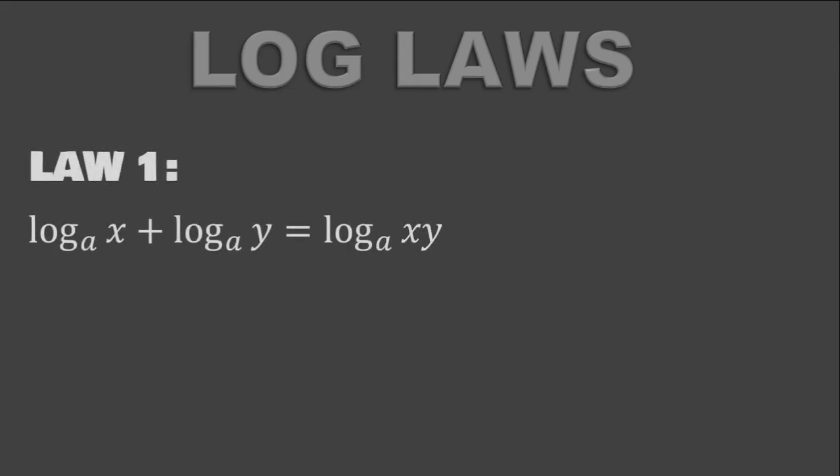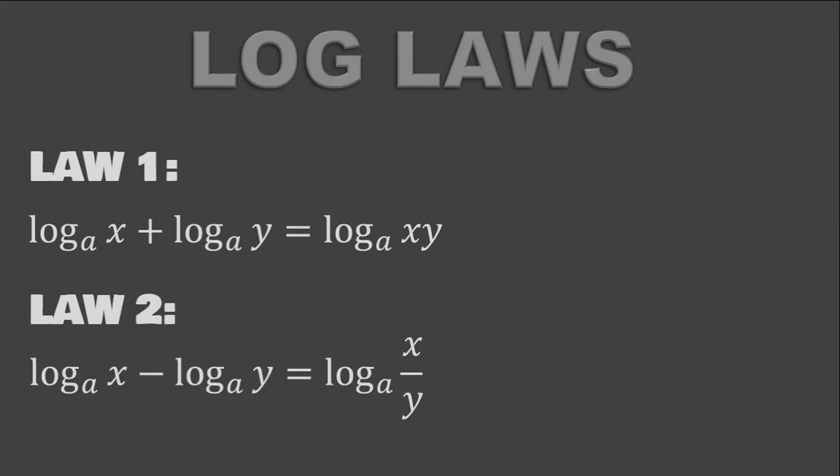Now, here we are going to look at the first 2 log laws. The first law says that if I have log of base a with numerical value of x plus log of base a with numerical value of y, it equals log of base a of x times y. So very important, it has to have the same base. So if I add 2 logs, their numerical values multiply. Similarly, law 2 says if I subtract 2 logs with the same base, their numerical values divide.